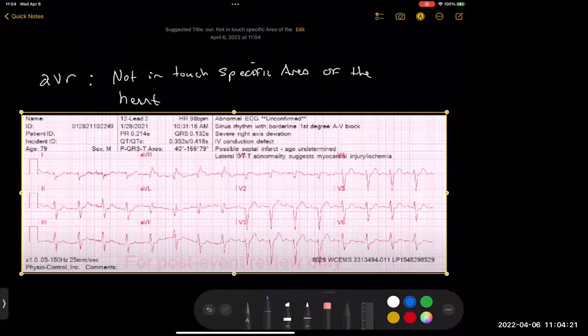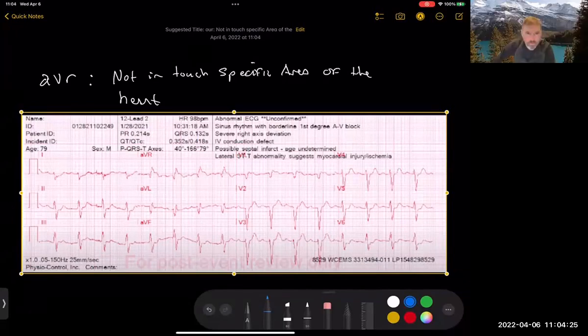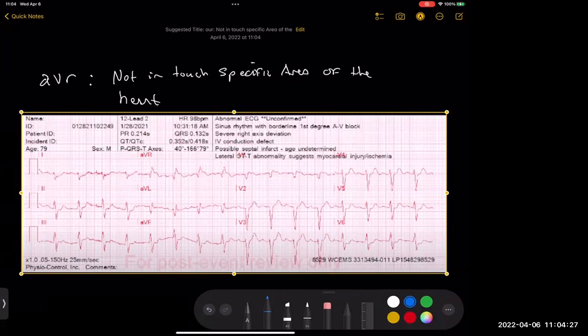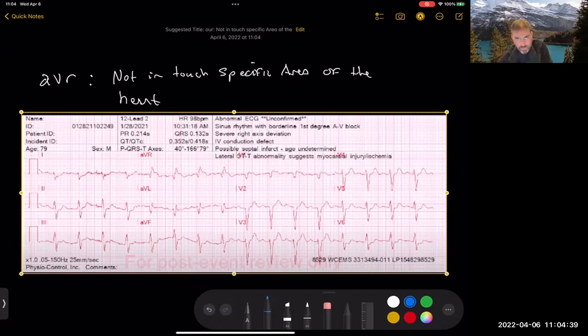What are the two major criteria? You can't read the boxes on it. To meet the criteria, it's either greater than two in one lead, or if it's in two or more leads, greater than one in each. Okay, so good, excellent. So at least you know the criteria there.